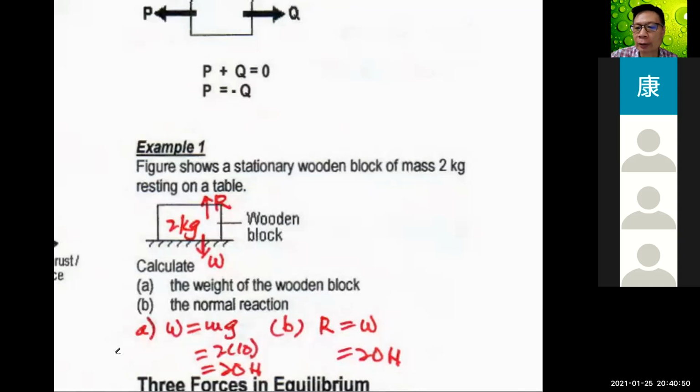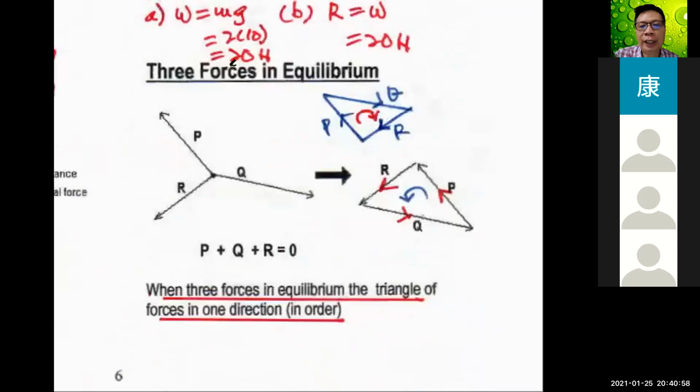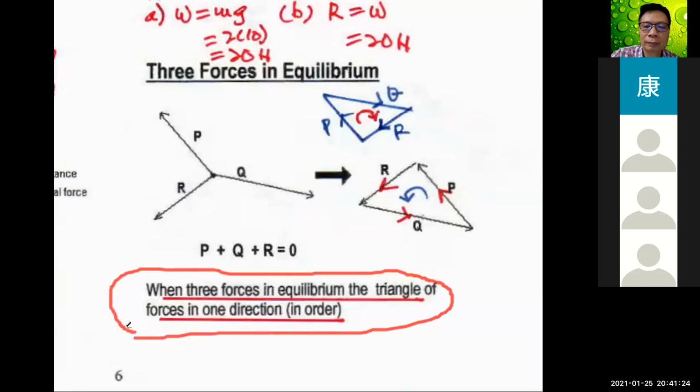Now, next one. Next one is another important concept: 3 forces in equilibrium. Now, how to check if the forces are in equilibrium or not? So what you do is like this. When you have 3 forces, P, Q, R in different directions, this statement is very, very important. When 3 forces are in equilibrium, the triangle of forces is in one direction.